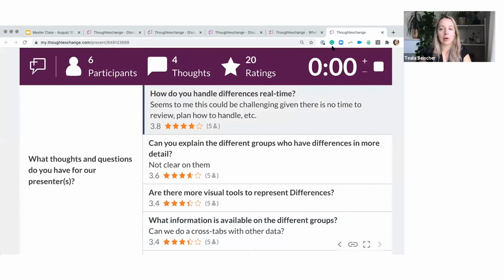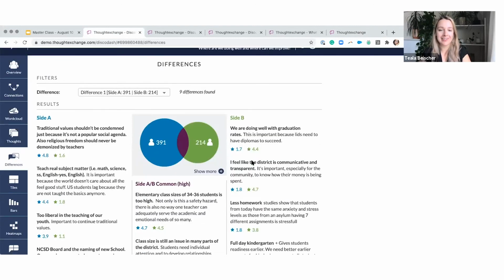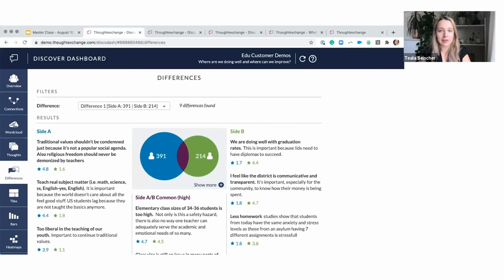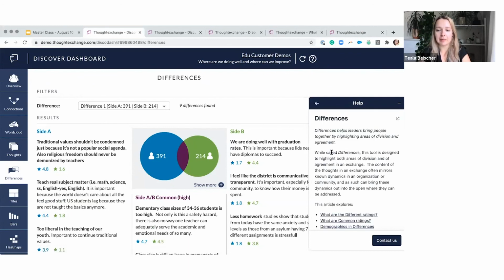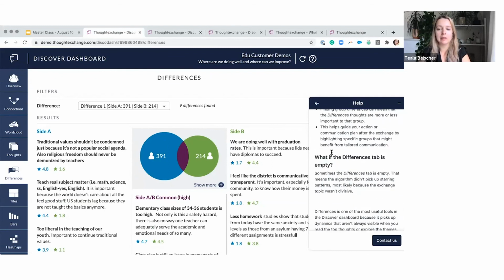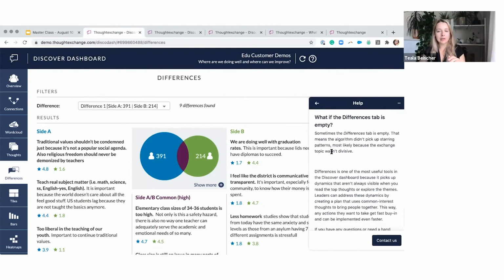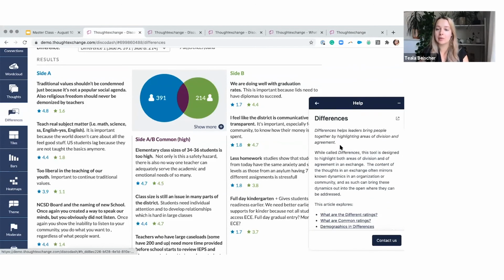We have a really wonderful article on our help site for differences. But if you are ever in this tab and you're not sure what you're looking at and you want to understand more, if you click on this question mark icon up at the top, it opens up our help widget and you can click on differences, which has an article to walk you through exactly what you're seeing. It'll prompt you with some questions to ask yourself. It'll tell you all the different visuals that you're seeing too. So use that as well. And there's a contact us button there too, if you have any questions.